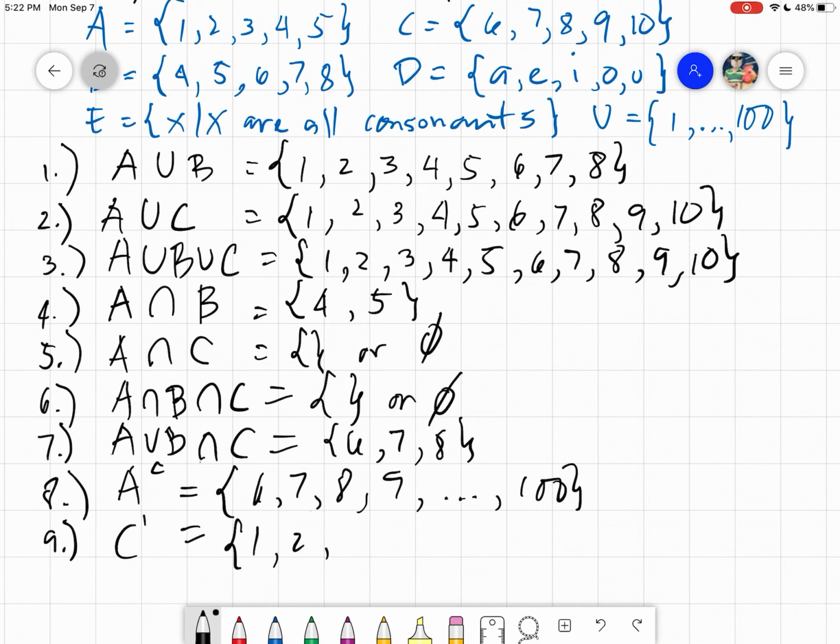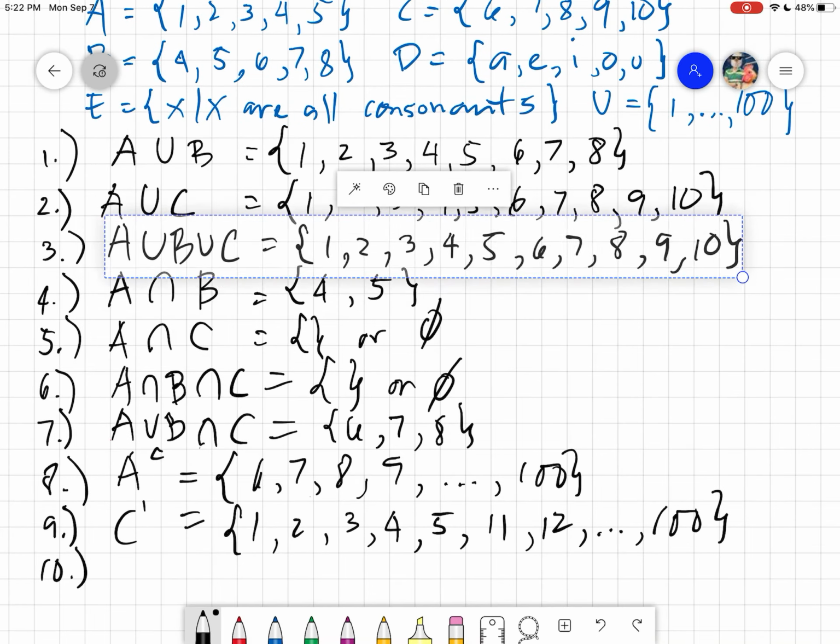So, kasama si 1, si 2, wala kasi sa C yan, 2, 3, 4, 5. Kasama ba si 6? No, kasi meron siya sa C. 6, 7, 8, 9, and 10 hindi kasama. So, ang sunod natin is 11 na agad. Then, we have 12 up until 100. And that is C complement. Okay? So, what if we have this one?